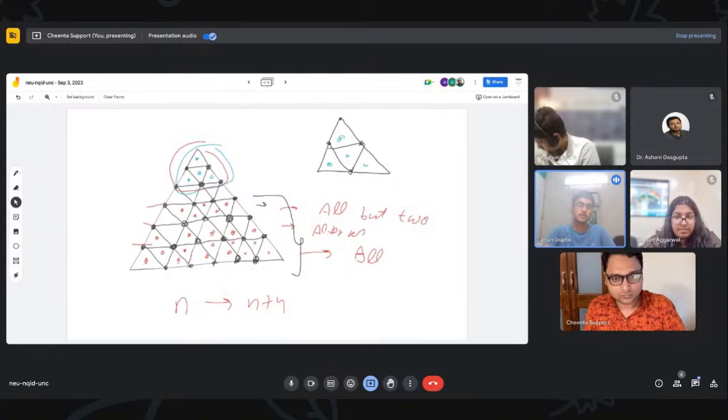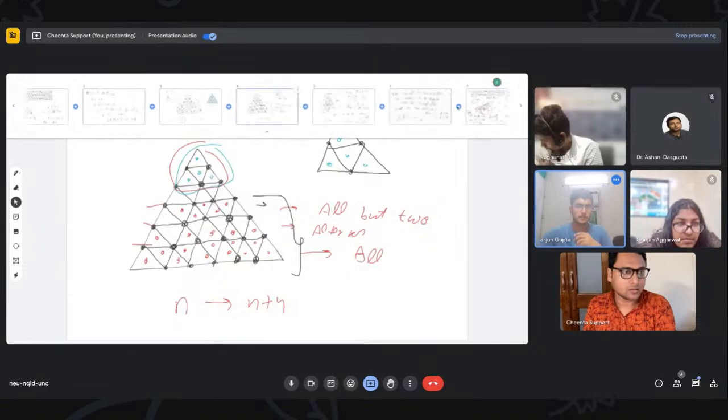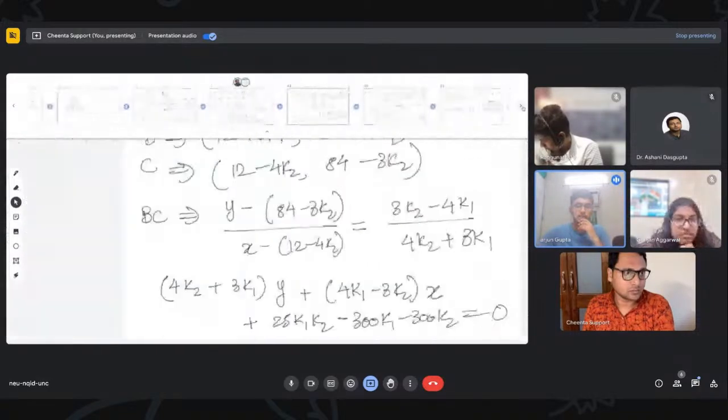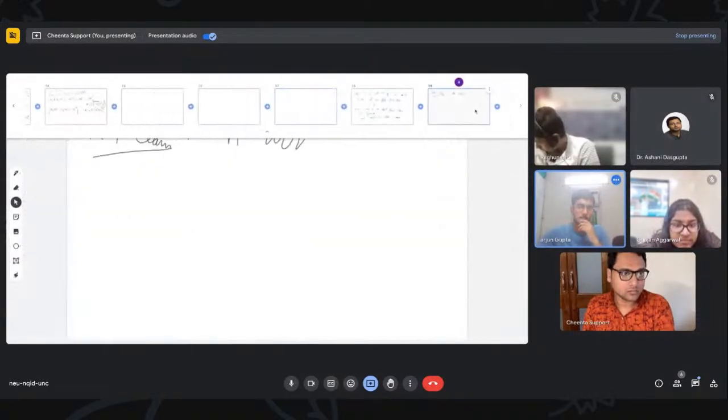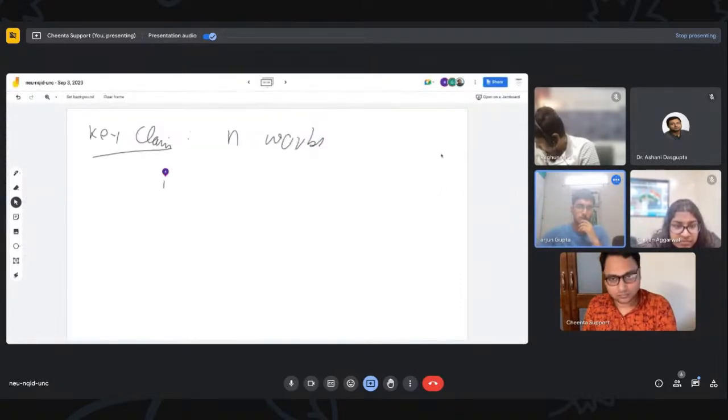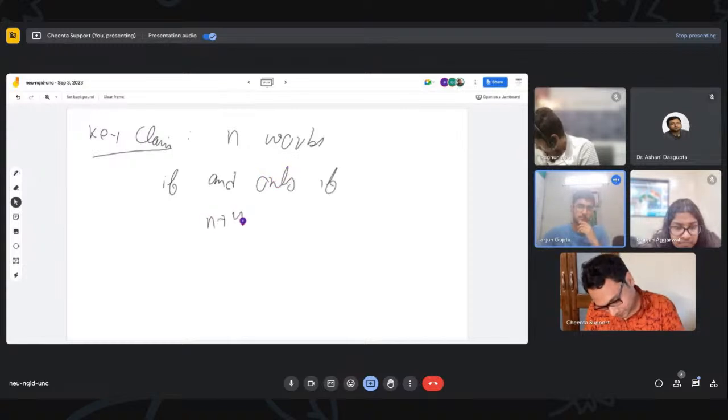Now I'll move to page 19 and write another lemma. Oh, sorry, our key claim. Key claim: n works if and only if n plus 4 works. Let me try to prove this claim. First I'll assume that n works and prove n plus 4 works. Then I'll assume n plus 4 works and prove n will also work.